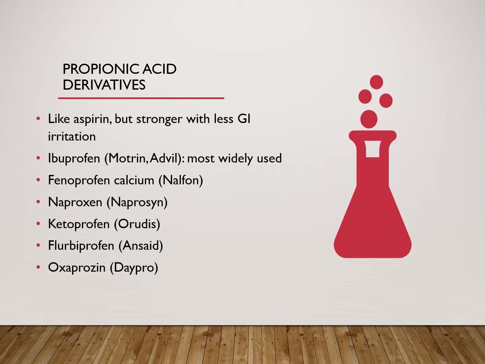Propionic acid derivatives. These are like aspirin, but stronger with less GI irritation. So you see, these are our naproxens, our ibuprofens. Ibuprofen adult PO 400 to 800 milligrams TID or QID. The maximum is 3,200 milligrams a day. Onset is 30 minutes to 1 hour. The peak is 2 to 4 hours and has a long duration of 6 to 8 hours. It reduces the inflammatory process, relieves pain, has an anti-inflammatory effect for arthritic conditions, and it is a fever reducer.